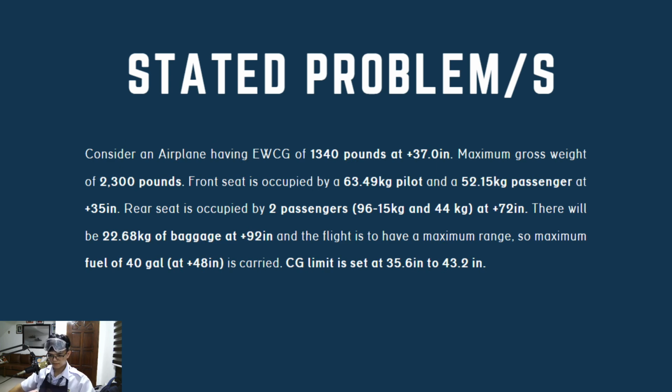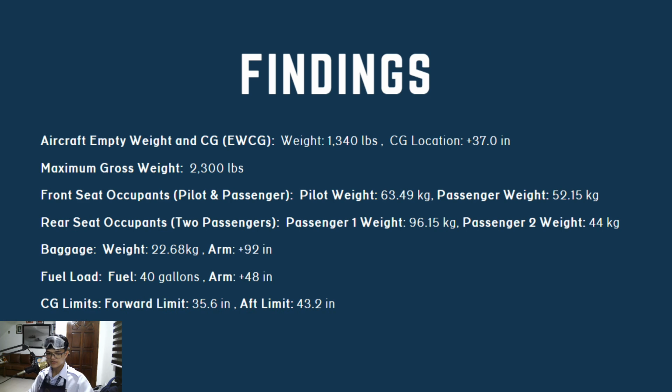So, ang mga given na yan is basically our weight as well as the arm. No? So, findings is of course, siyempre nilist down na natin yung mga given natin. So, included doon yung aircraft empty weight and center of gravity, maximum gross weight, front seat occupants, rear seat occupants, baggage, fuel load, as well as the CG limits. So, para mas madali natin siyang masagutan, gamit tayo ng table.